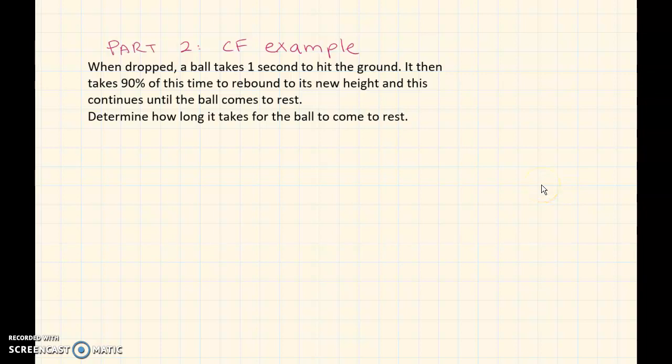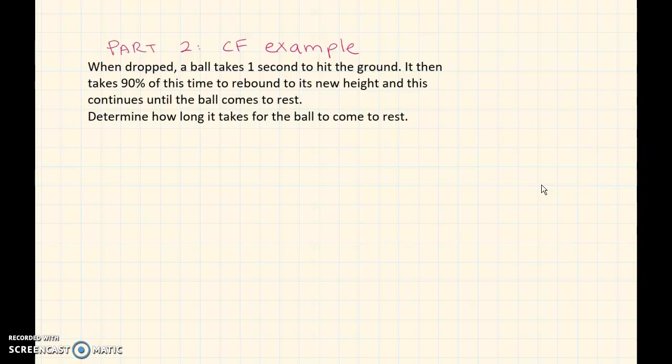All right, we are going to have a quick look at a CF example for finding the sum of a geometric series. So the question says, when dropped, a ball takes 1 second to hit the ground. It then takes 90% of this time to rebound to its new height, and this continues until the ball comes to rest. Determine how long it takes for the ball to come to rest.